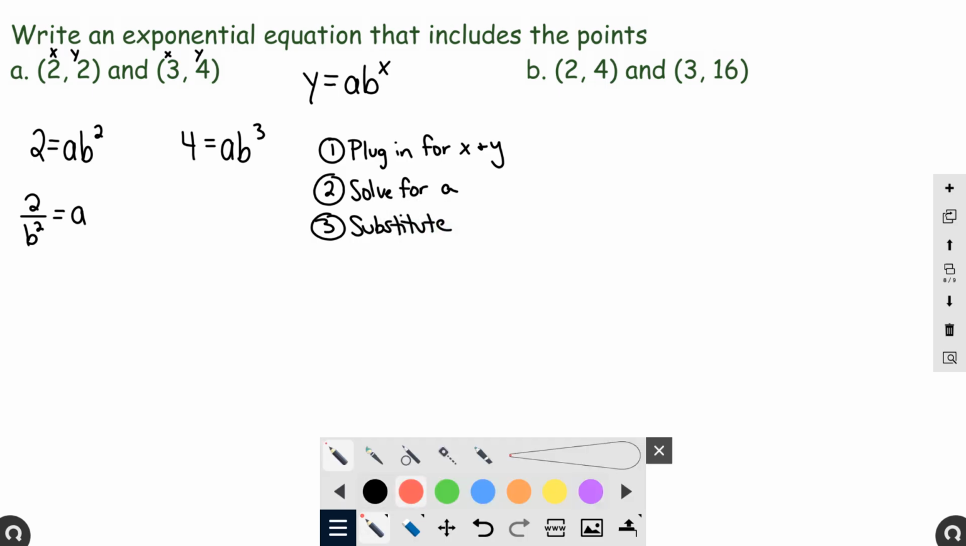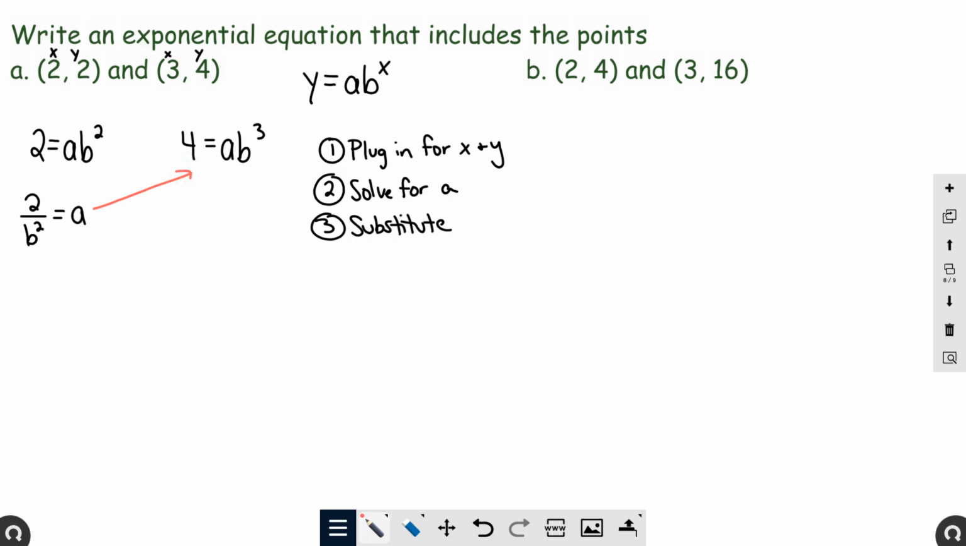Step 3 is going to be to substitute. So I'm going to take what a equals and I'm going to put it into the other equation. So I have 4 equals 2 over b squared times b to the third. Now we can solve for b.